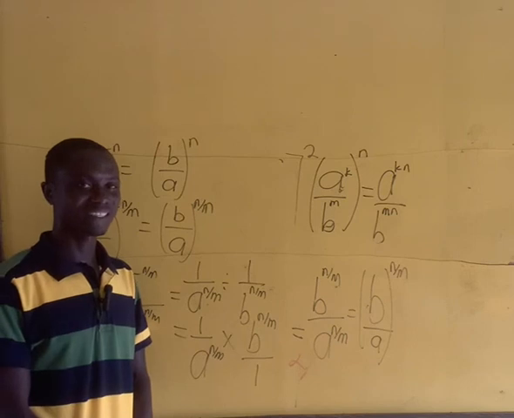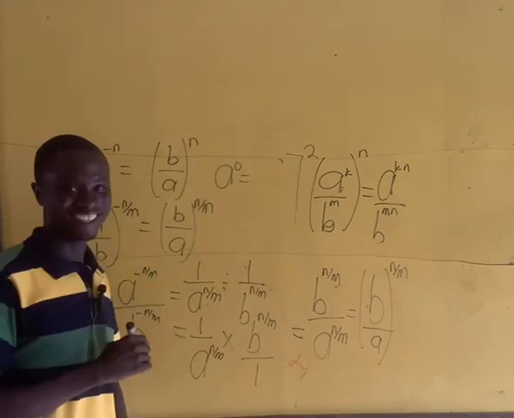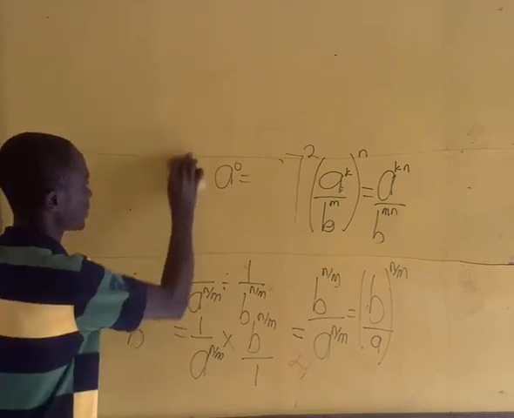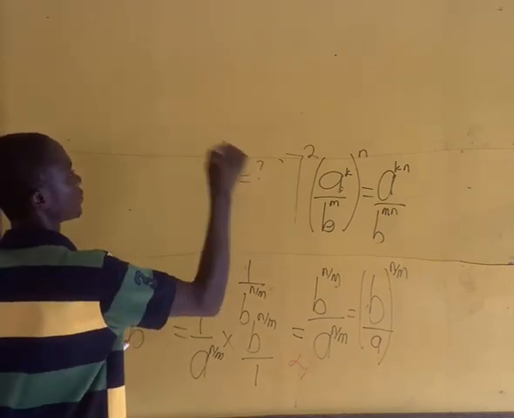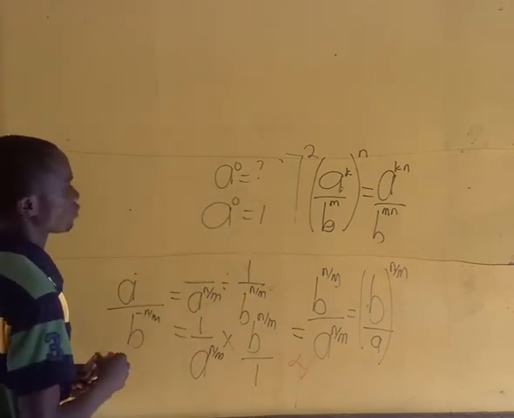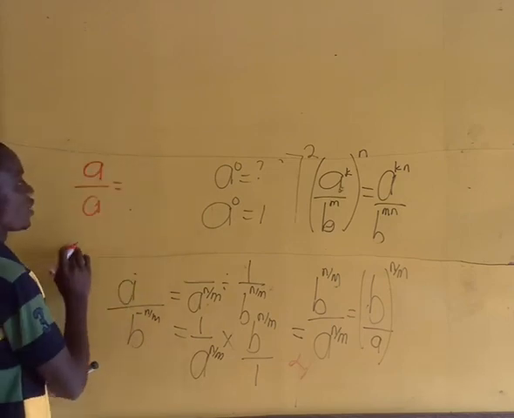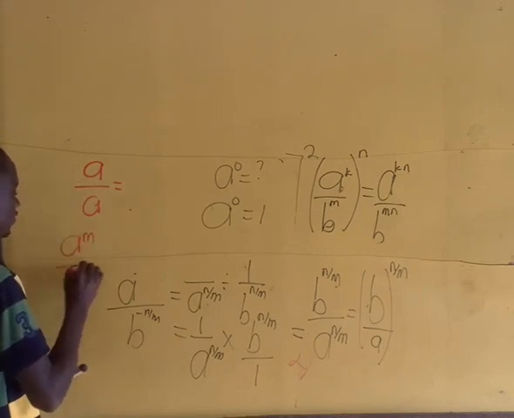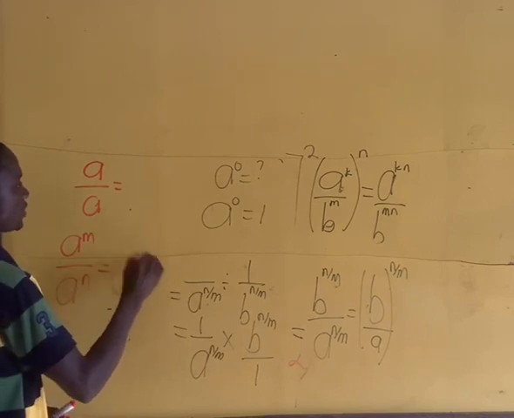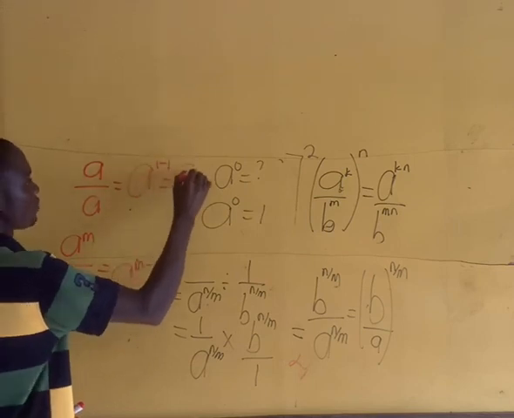I hope you've enjoyed the lesson, but I nearly forgot this. What is a power zero? A power zero is simply what? Why are we saying a power zero is one? The reason being very simple. A power zero, let's take a divided by a. Now from a power m divided by a power n equals a power m minus n, then we have a power 1 minus 1, which gives a power 0.